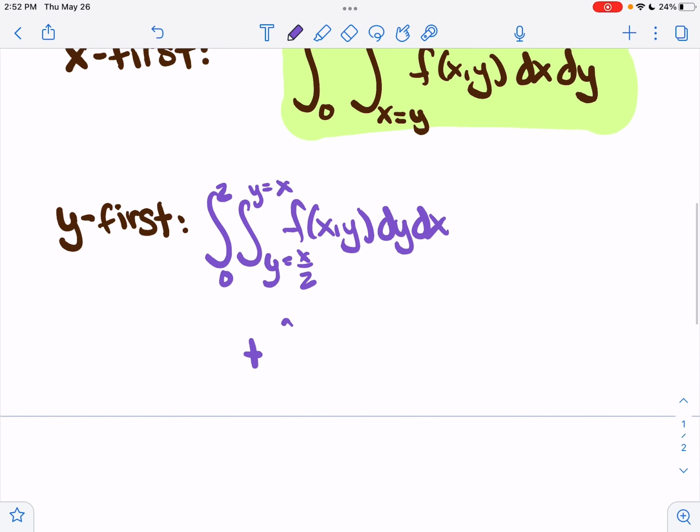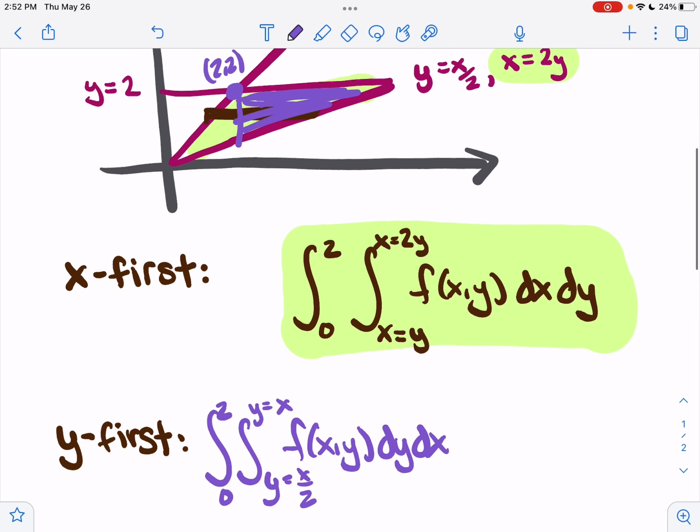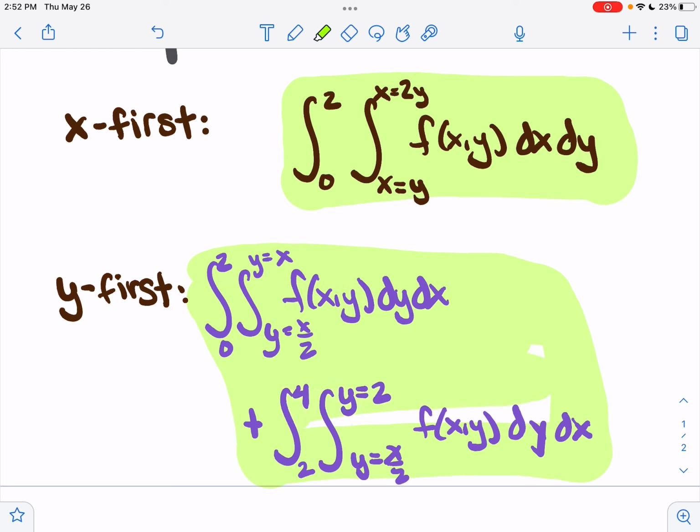But then we'd also have to include another double integral for the other half of things. And in that half of things, what do we have? Down below, we have y equals x over 2 still. It's the same function down below, but up above we have y equals the constant flat line 2. And this is from x equals 2 to 4. f of xy dy dx. So if we wanted to do it y first, we'd have to end up doing twice as much work. We'd have two double integrals instead of one. Clearly x first is the way to go, probably in this case, depending on what the function we're integrating is, but probably x first is the way to go.